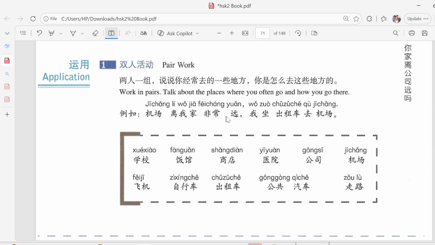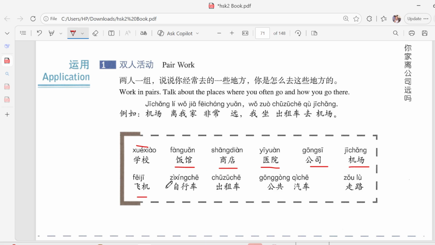机场离我家非常远，我坐出租车去机场。Now replace 机场 with 学校，学校离我 replace 家 with 饭馆，饭馆 is a place. These are the names of the places. So you can create as many sentences as you can, because now guess what? All these are places. 学校 school. 饭馆 restaurant. 商店 shop. 医院 hospital. 公司 company. 机场 airport. 飞机, this is a plane.